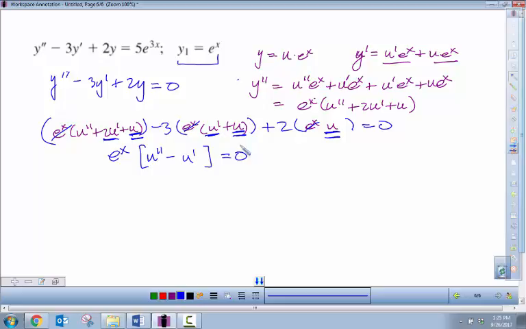By the way, this is always going to end up without a u. Think about that, because u is a solution. Anyways, we need to solve for u to figure out what this other solution is, our second solution.